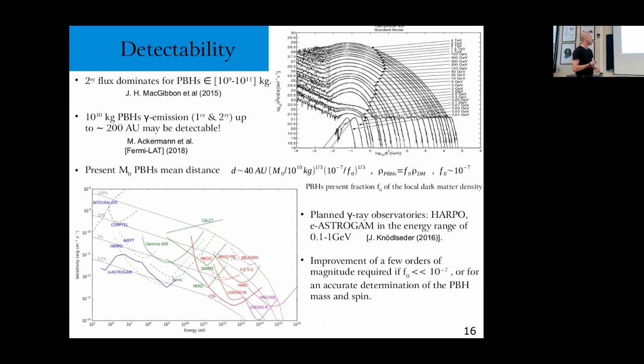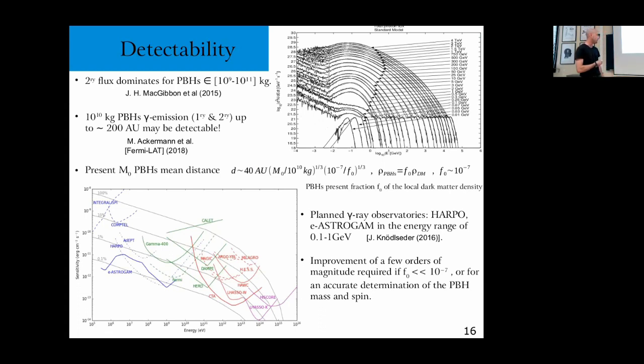So we wanted to have an estimation of the average distance of this kind of object, given their fraction of primordial dark matter density. And for this fraction, we have an upper bound, which is 1 part in 10 to the 7. If one considers a 10 to the 10 kilogram black hole and a saturated value of this fraction, one has that on average, one of these primordial black holes should be within 40 astronomical units, which is a distance comparable with the size of the solar system.